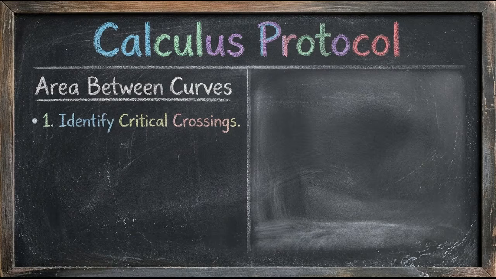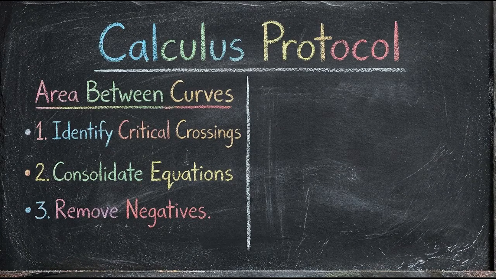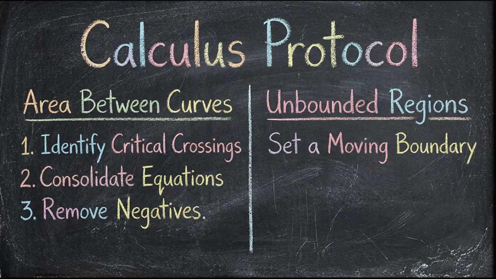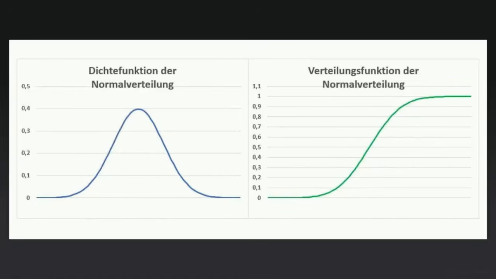To master area, follow this protocol. Find your roots and intersections. Use a difference function to simplify your boundaries. Take absolute sums to avoid cancellations. And if a shape stretches to the edge of the graph, use a limit to find its value. From the distribution of probability to the overlap of parabolas, the world is shaped by these precise geometric limits. By defining the intersections and testing the limits, we turn infinite complexity into a single, reliable number.